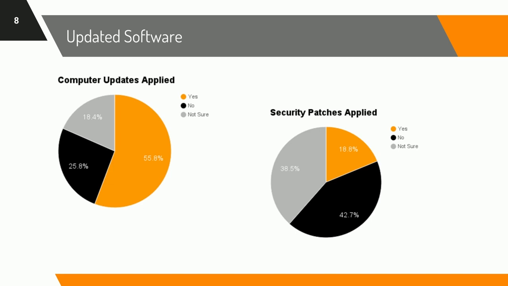Anytime you see orange, that's going to be a positive response of yes. The black is going to be a no, and gray will be the response of not sure. So computer updates are applied. You can see more than half of the teachers responded that yes, their updates are being applied, but they still have a quarter that are not even updating.